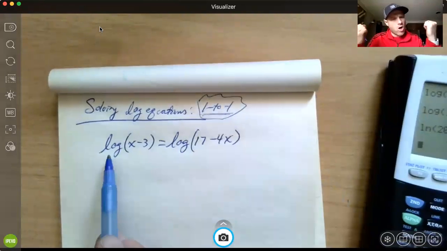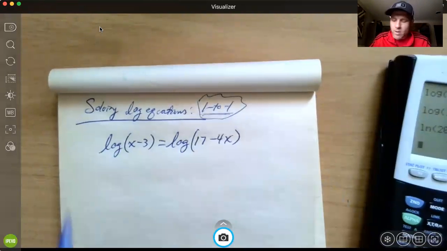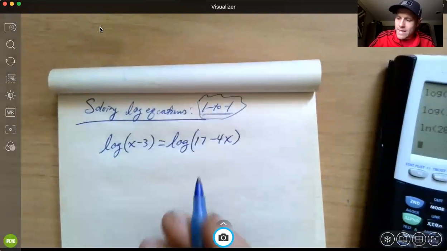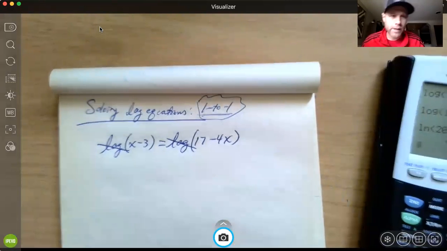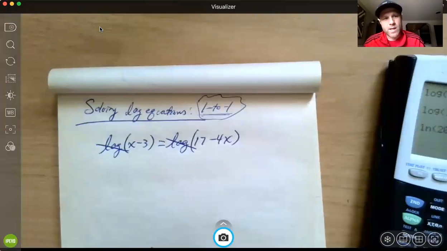So we got log on both sides, which means we can cancel out these logs. And my song was, we condense if we want to, we can leave our logs behind. And if you can't solve a one-to-one log, you ain't no friend of mine. I know. Sorry. It's just that's who I am.